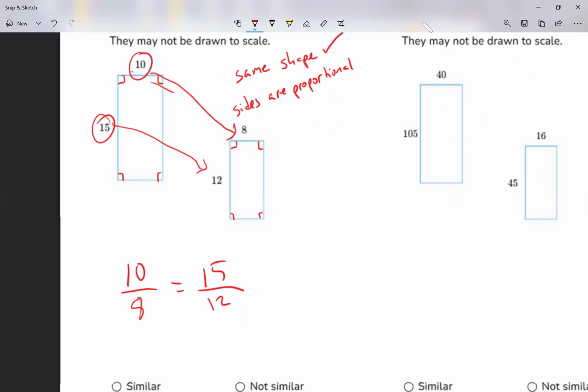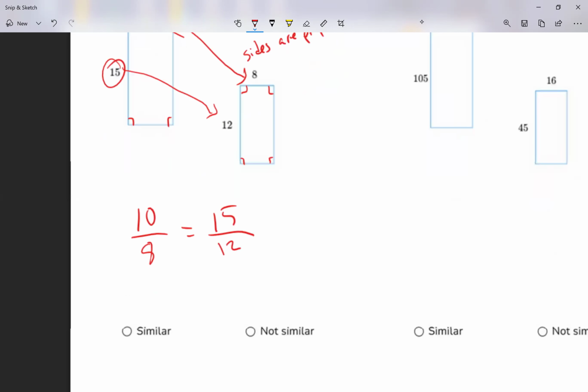Two ways on how to check the fractions. One, simplify your fractions. 10 over 8 simplifies to 5 over 4. 15 over 12 simplifies to 5 over 4. What I did is I divided each by 2, and here I divided each by 3.